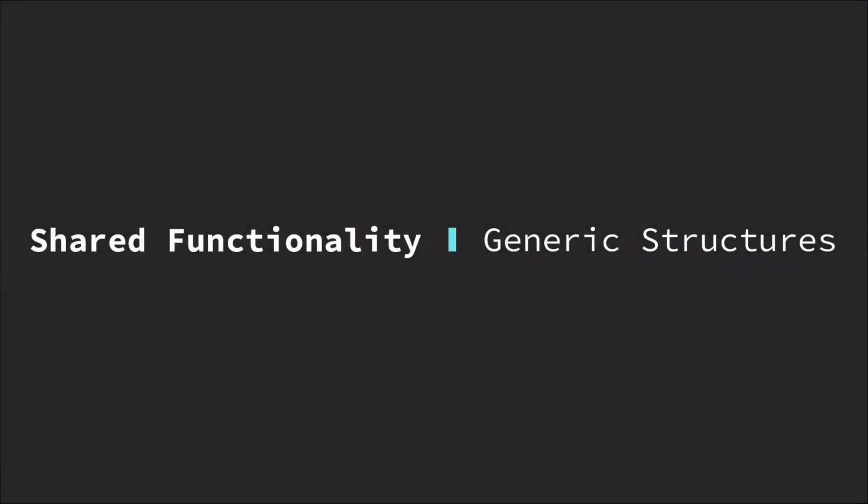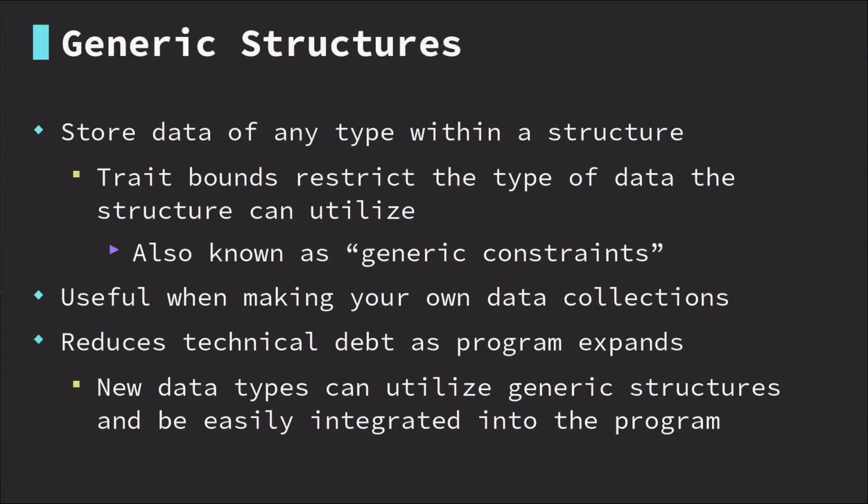In this video, we'll be going over generic structures. Generic structures allow you to store any type of data within a structure. Trait bounds restrict the type of data the structure can utilize. These trait bounds are also known as generic constraints. Generic structures are useful when creating your own data collections.